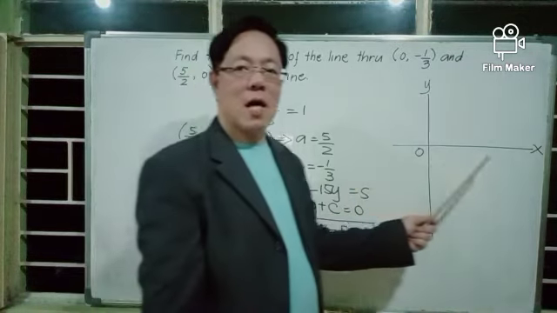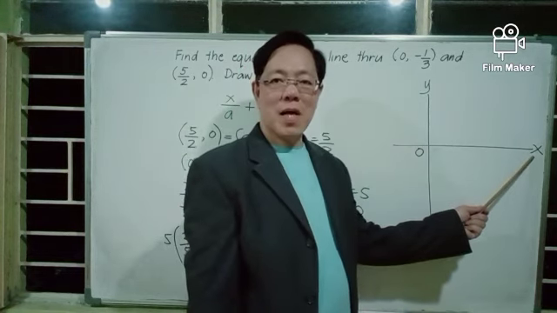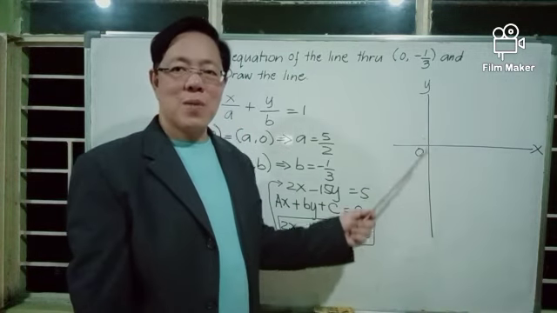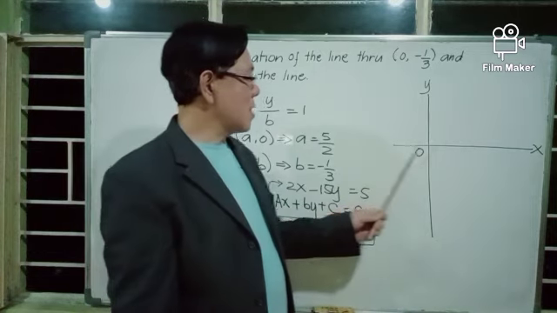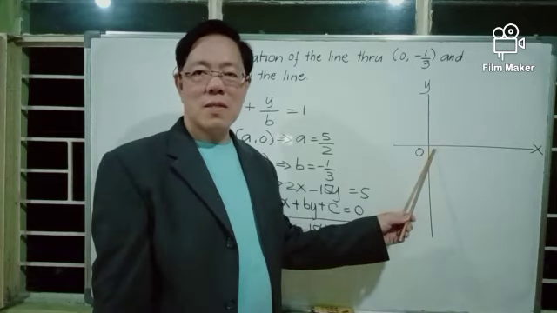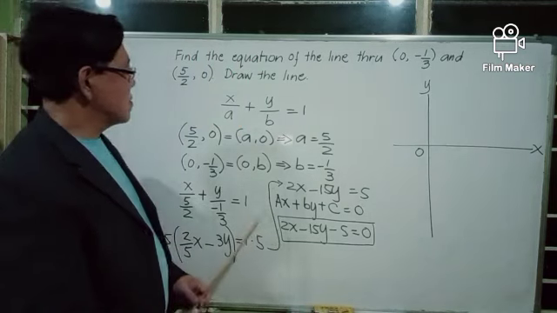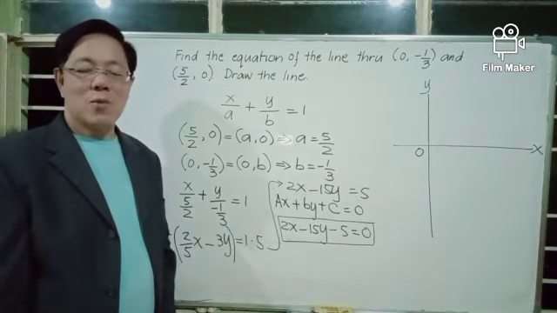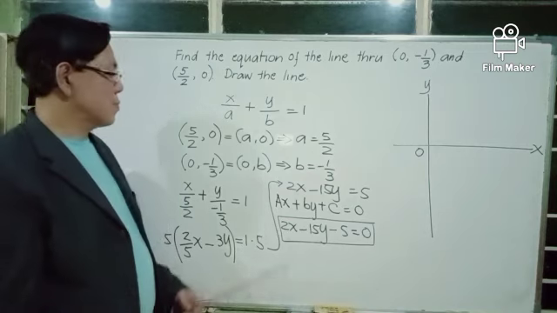Where the horizontal axis is denoted by x, and we call it the x-axis. And the vertical axis is denoted by y, and we call it the y-axis. And the intersection of the two axes is denoted by 0. That denotes the origin. We already know the intercepts of the line, or the points on the x and y axes where the line will pass through.